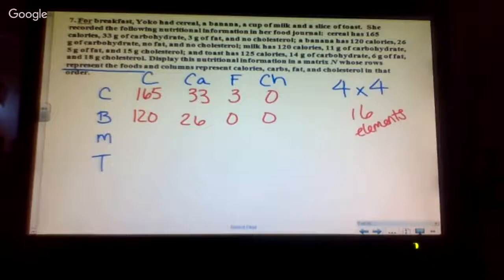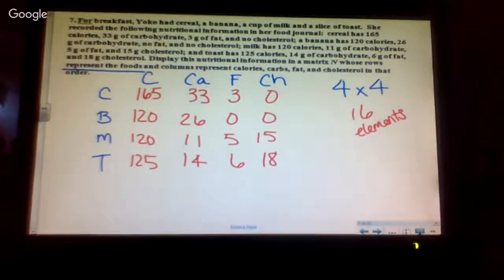Milk: calories, 120. Carbs, 11 grams. Fat, 5. And cholesterol, 15. And finally, my last row is for toast: 125, 14, 6, and 18. Perfect.